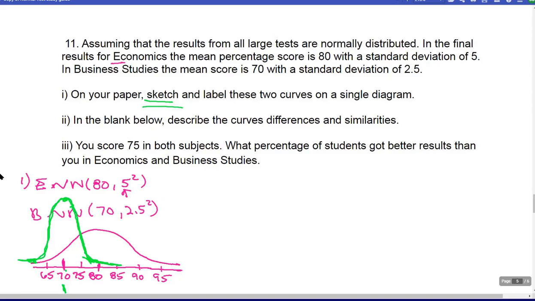Cool? Yeah. All right, so in the blank below, describe the differences and the similarities. What's the difference about them? The one with the mean with A is more spread out. All right, so let's say the economics one is 80, and we're going to say that the business one is taller.